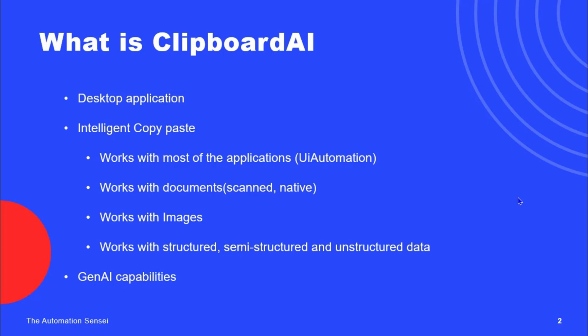Now Clipboard AI is powered with the most advanced UI automation of UiPath. So it has a capability where it can scrape the data out of any application. It can update the data into any particular destination system. And more than that, it can work with documents. With documents, it is not only limited to your digital documents or your digital PDFs. It can work even with your scanned documents, even with handwritten documents. And more than that, it can work with your images and your unstructured documents.